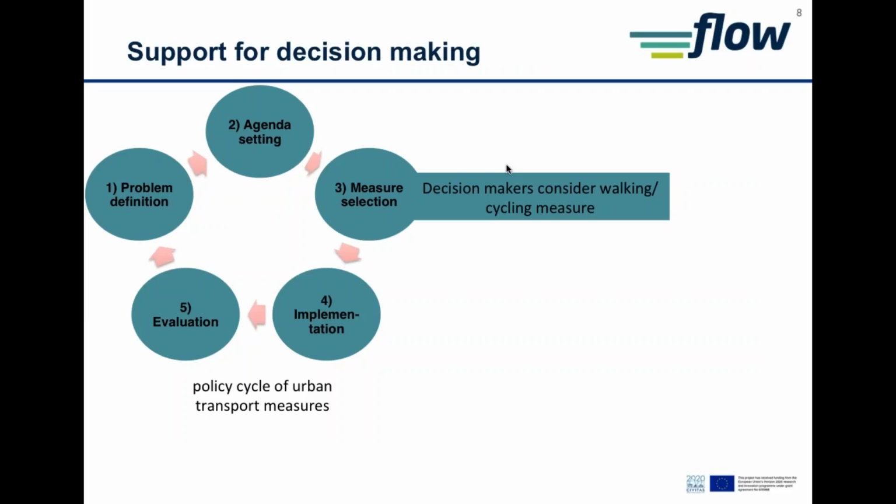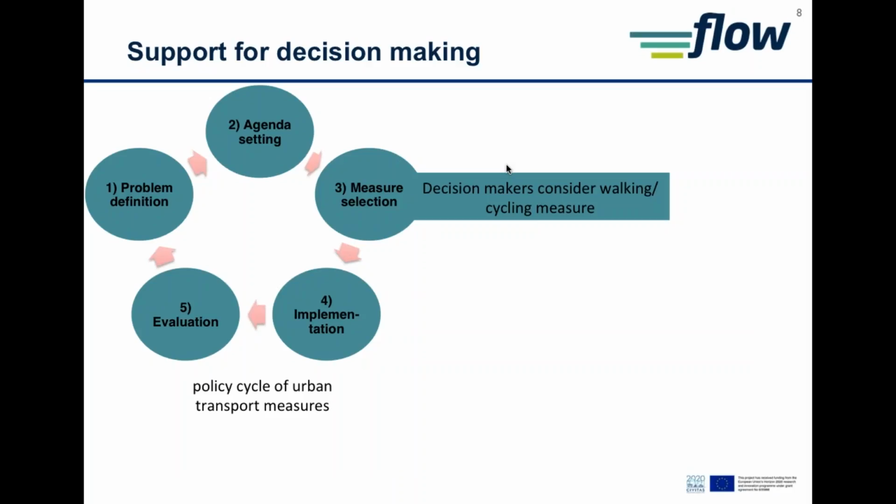If you do so, then we hope to support decision making of local decision makers mainly. This is what you see here on the slide, the policy cycle of urban transport measures. It's an ideal one. In the real world it might look a little bit different, but it shows how we want to support decision making. So we have a problem that could be congestion, but it could also be noise or whatever other problem. But let it be, for this example, congestion. You put congestion reduction on the agenda, which is the second part of this policy cycle, and then obviously you would consider implementing walking and cycling measures.